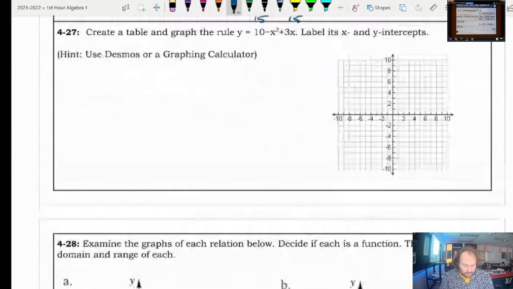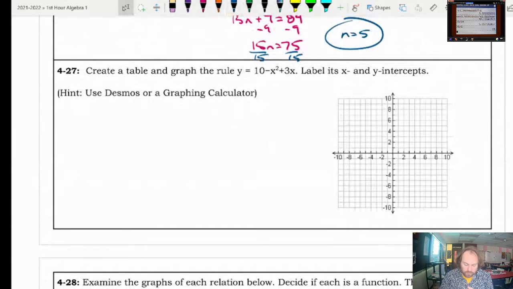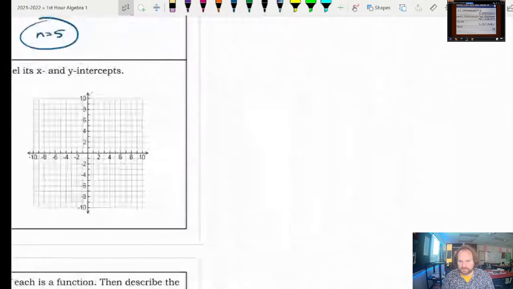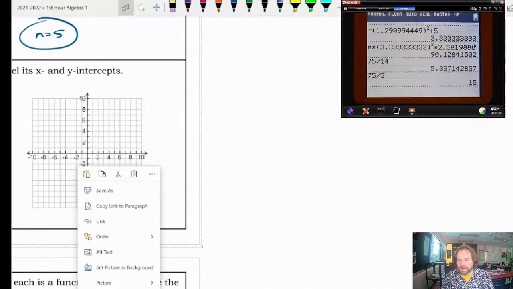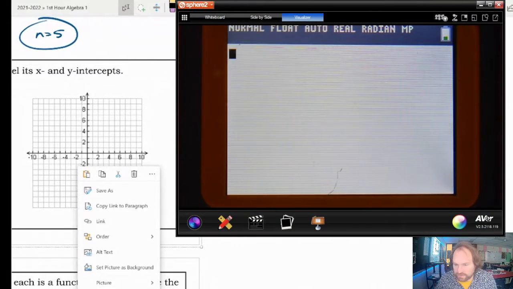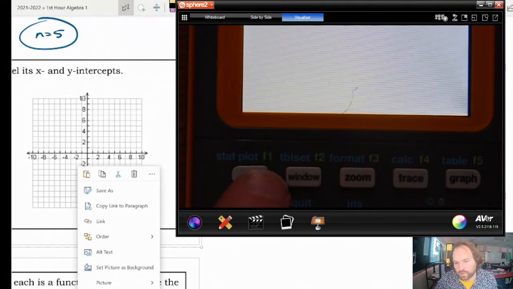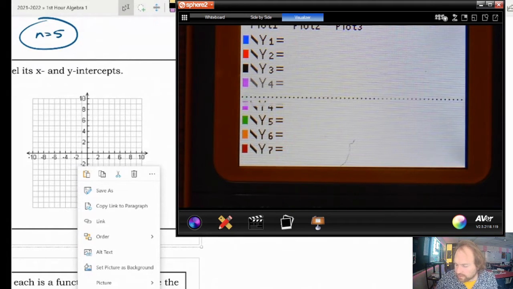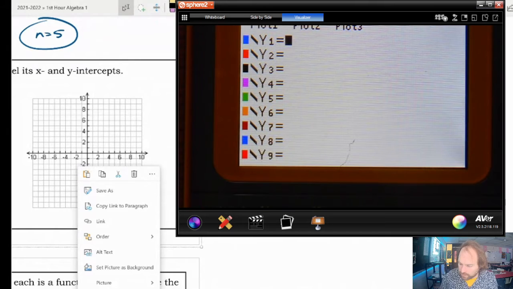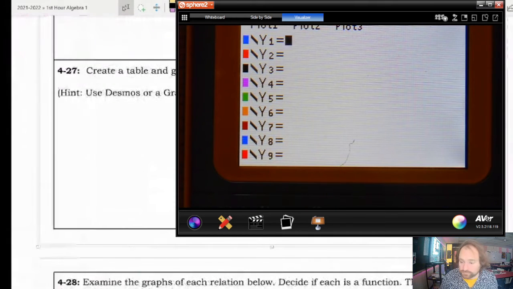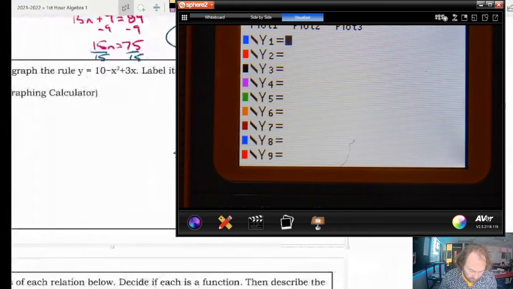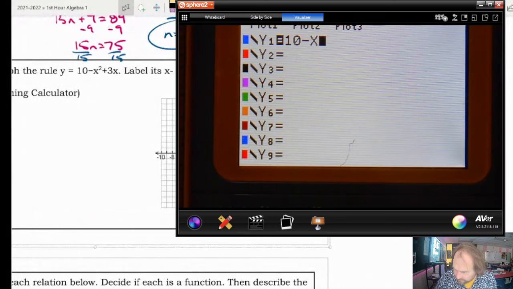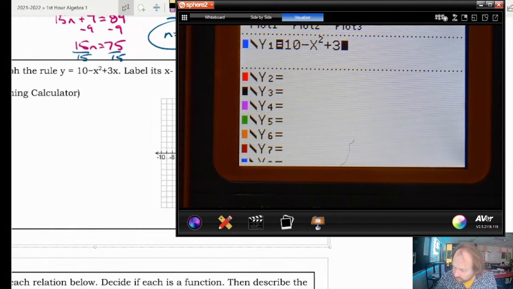427, create a table and a graph for the rule 10 minus x squared plus 3x. Label its x and y intercepts. We're going to use the calculator for all of this. I'm going to move this off to the side. I'm going to bring calculator cam to the front. I wish to remind you how to do that in this video. The first thing you want to do is push the y equals button on your calculator. You want to clear out whatever the last person had on there. And we're going to go ahead and plug in our formula, which is 10 minus x squared plus 3x.